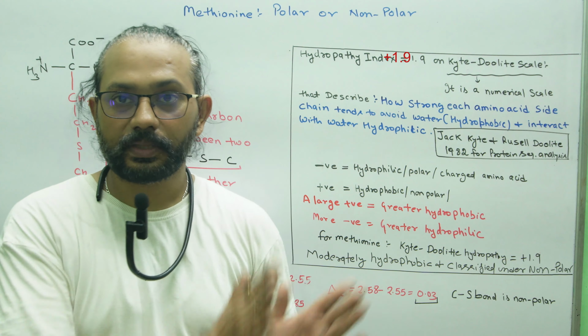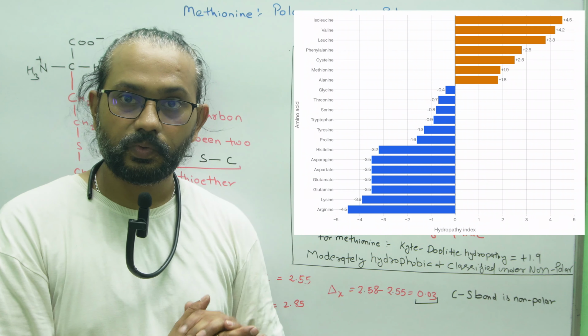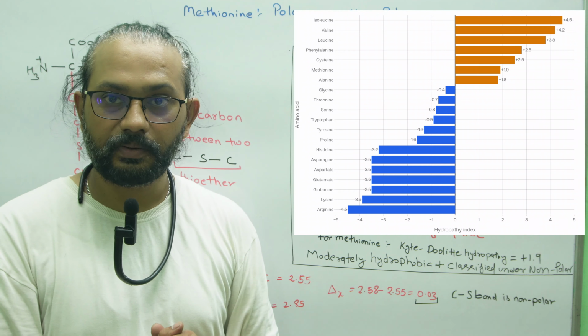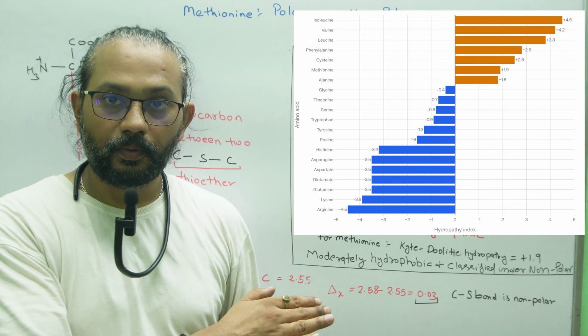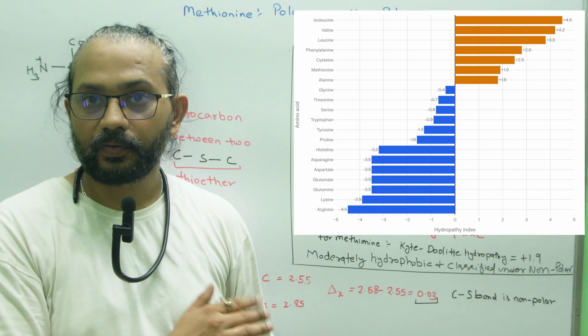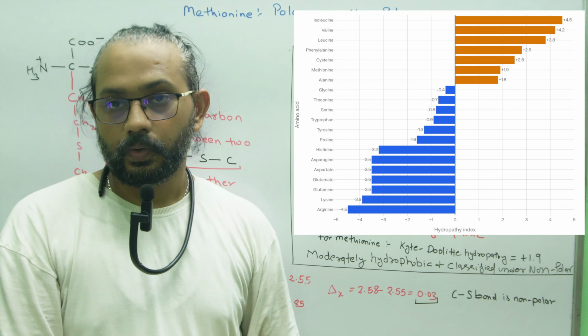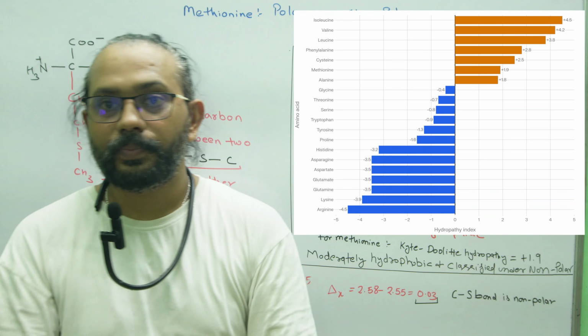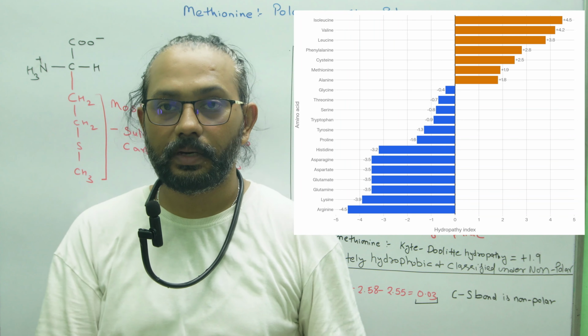You can check the graph that is present. Check how the various categories of amino acids are placed from polar to non-polar, from hydrophilic to hydrophobic. I guess it is clear to you whether to place methionine in polar or non-polar.